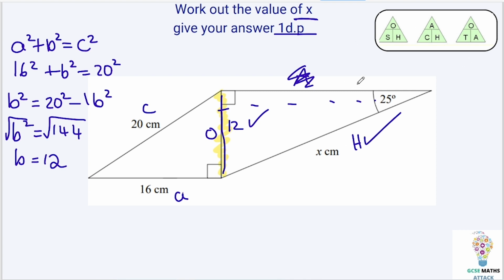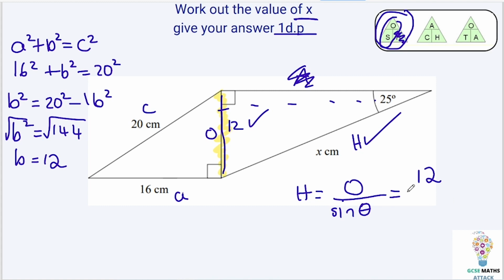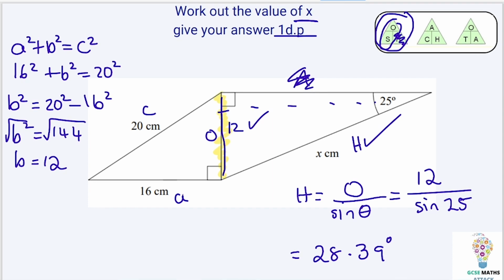So which formula would I need to use? I can see that I need to use this formula. In this case, I need to work out the hypotenuse, so I'm going to do opposite divided by sine theta. So opposite is 12 centimeters, the one that we just worked out, divided by sine 25. If I place that in my calculator, I should get the answer 28.39. Well done if you've got that question correct.